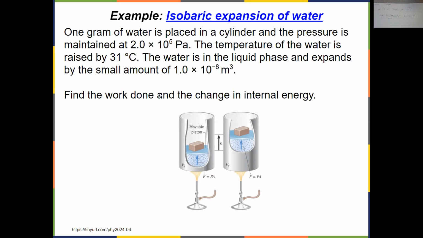Okay, so what you are looking for here is the work done, and then what's the change in internal energy. All right. So this is an isobaric process. So you can use work done equal to P times delta V. And then the internal energy change should be equal to Q minus W. All right.